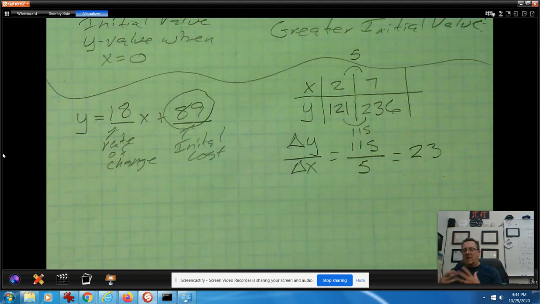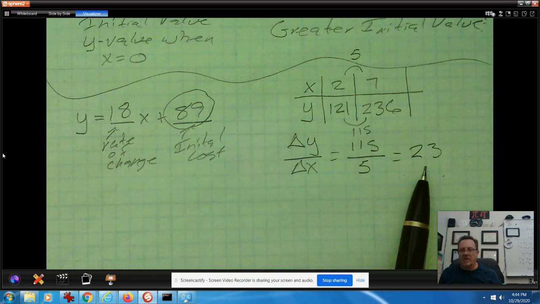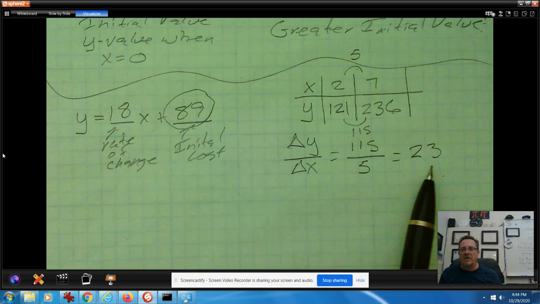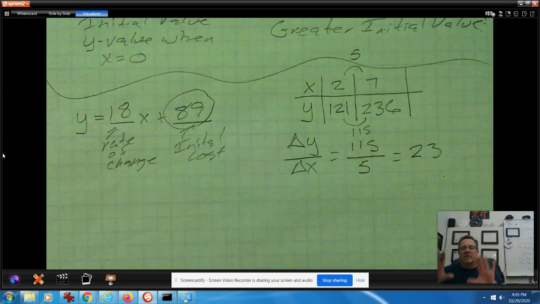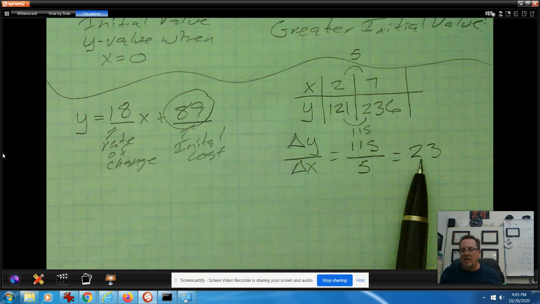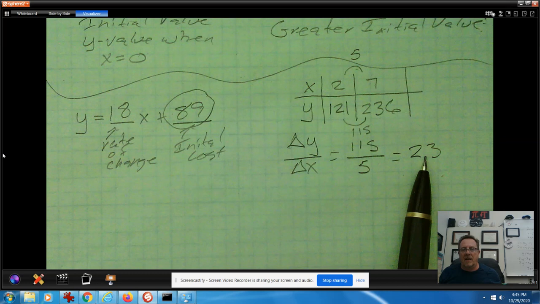In other words, we can come up with an equation for this. It's going to give us these values from the table. And we know that 23 is going to be our B in that equation. That's our initial, sorry, that's not our B. Forget it. Our 23 was our rate of change, wasn't it? That's going to be our M if we were to write an equation. Okay, that would be our M.